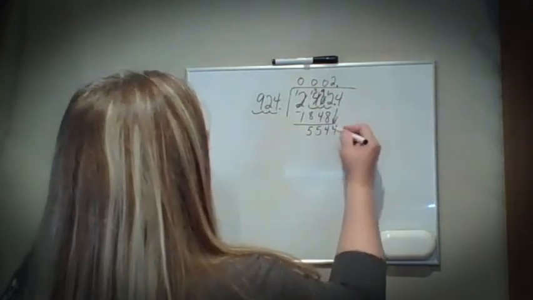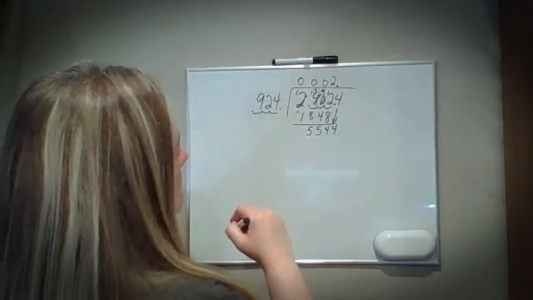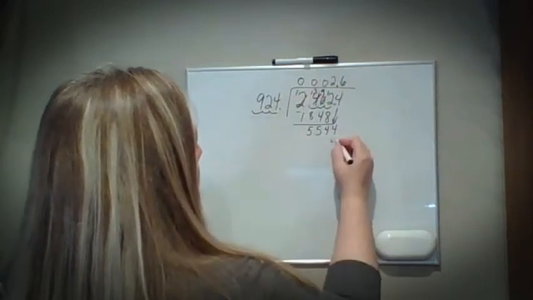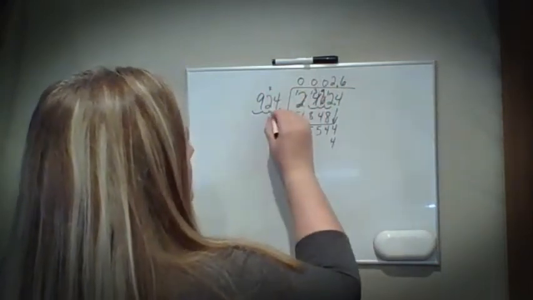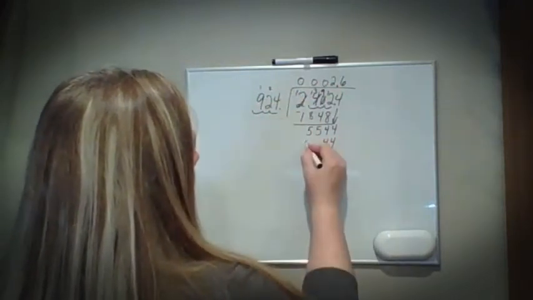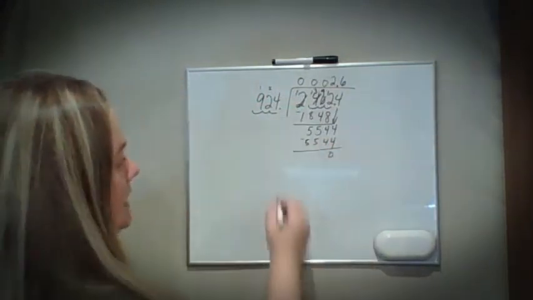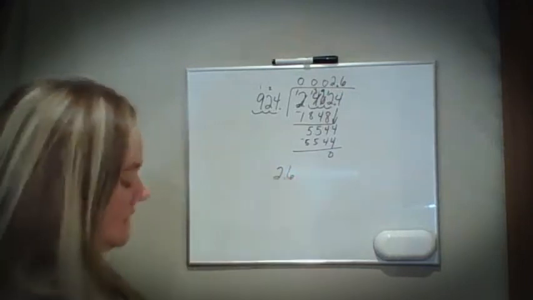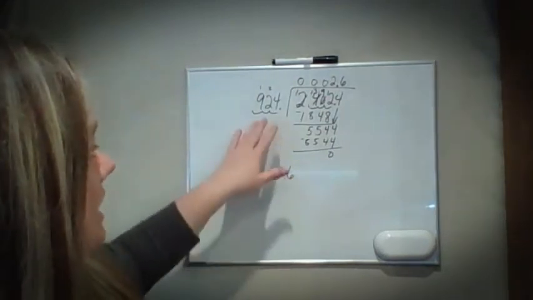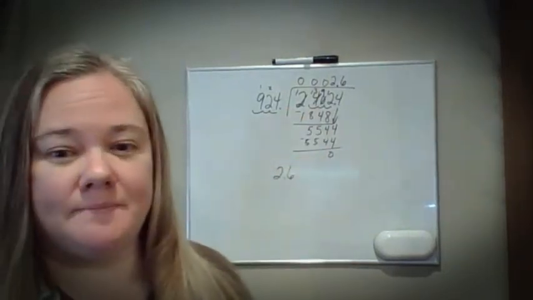Bring down my 4. I'm going to say probably around maybe 6. Let's see if 6 works. 6 times 4 is 24. 6 times 2 is 12 plus 2 is 14. 6 times 9 is 54 plus 1 is 55. Nothing left over. So my quotient is 2.6. To check this, I would take my quotient, multiply it by my divisor, and I should get my dividend.